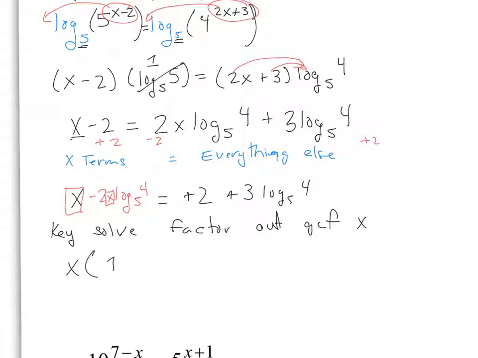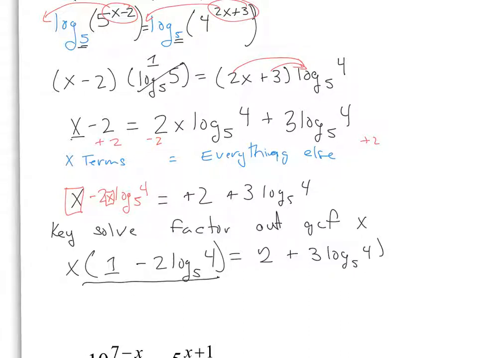x, make sure you leave that as a 1, minus 2 log base 5 of 4 is equal to 2 plus 3 log base 5 of 4. And the last step to getting x all by itself is dividing both sides by the same thing.